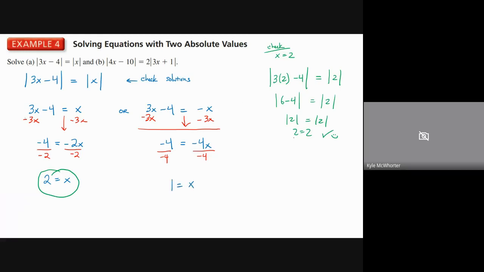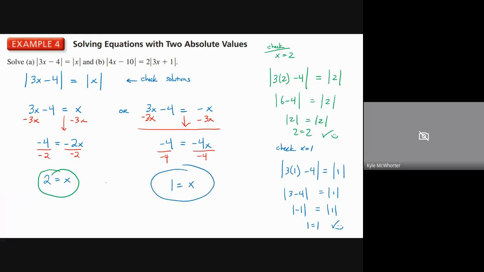Okay, so let's check that solution. So then we will be doing 3 times 1 minus 4 equals, x is 1. So this is absolute value of 3 minus 4 equals absolute value of 1. 3 minus 4 is negative 1. So absolute value of negative 1 equals absolute value of 1. And these both have an absolute value of 1. So both of those solutions worked for us. So for A, we get 2 solutions.